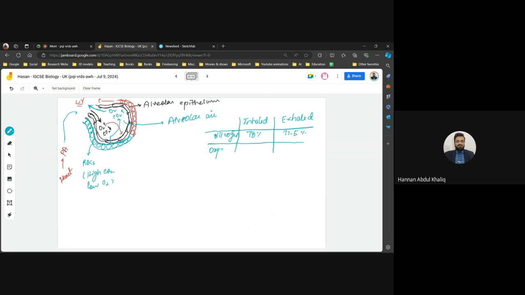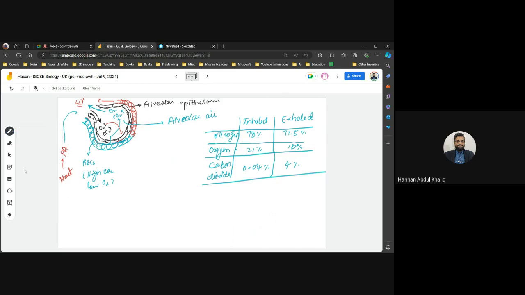Then comes the oxygen. The oxygen is almost 21% in inhaled air and 16% in exhaled air. Then comes the carbon dioxide. The carbon dioxide is 0.04% in inhaled air and 4% in the exhaled air. That is the difference made by the diffusion of air across the alveolar epithelium. Now, there is a very important thing.